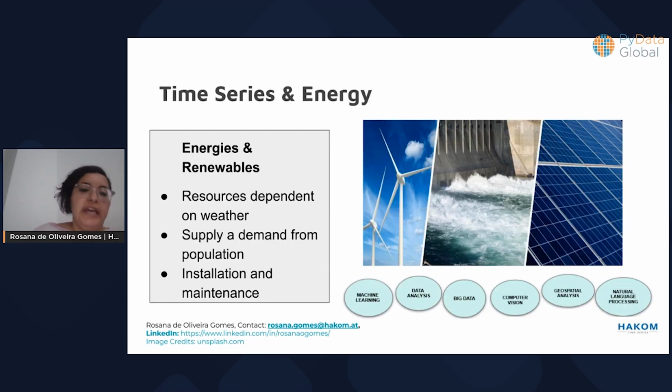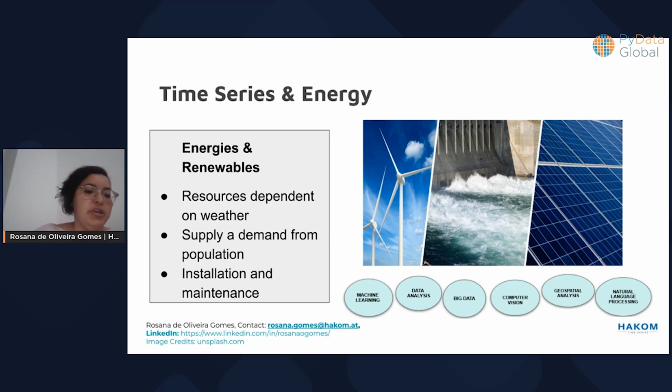So when you talk about time series in the energy sector, specifically when we talk about energy production from renewable sources, we can consider that renewable sources depend on variables that depend on the weather. So for example, it can be rainfall for hydro energy, it can be wind and temperature for wind energy, it can be solar radiation, cloud coverage, and so on for solar energy. And all those variables depend on time, of course.